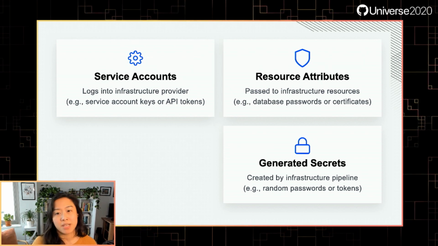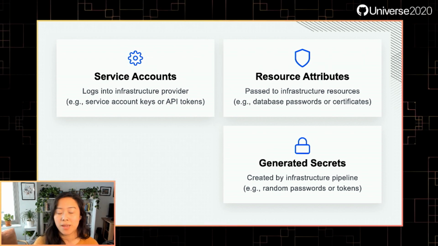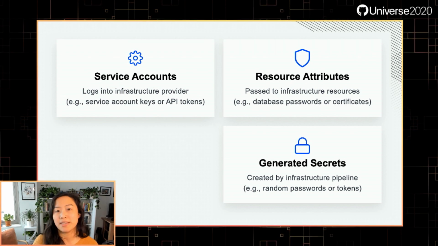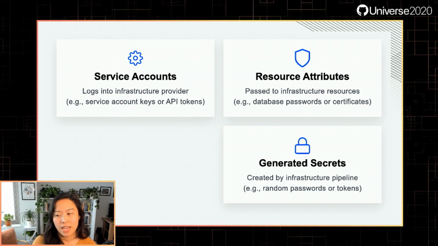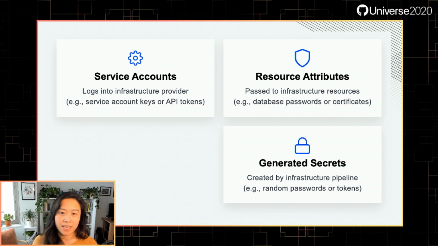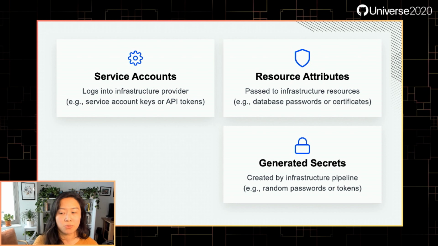These are database passwords or certificates. So you might pass an admin password to a resource to make sure you start up a database with the right login. And then you also have generated secrets. So these are things that the pipeline itself creates. These could be random passwords or tokens.